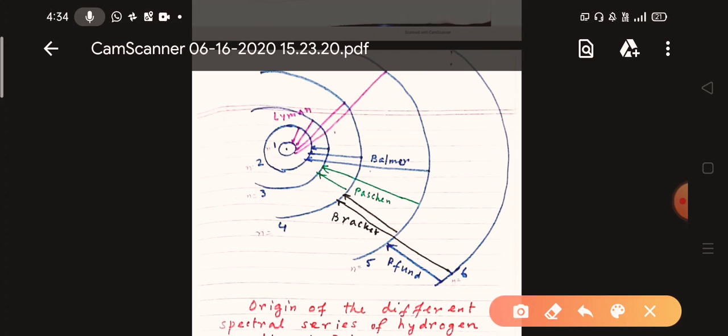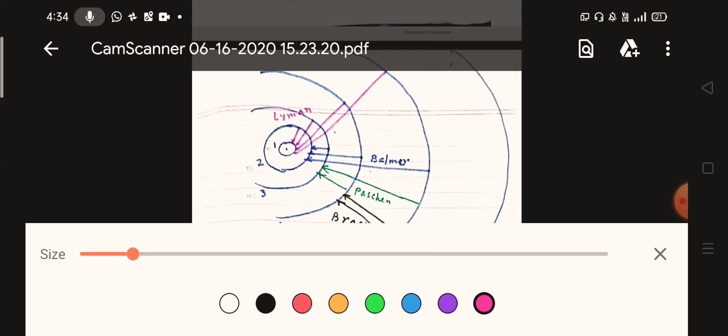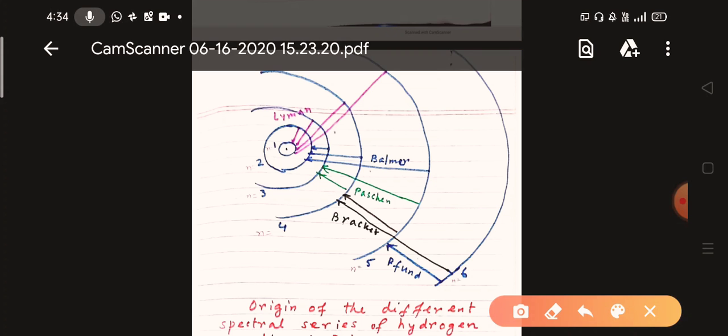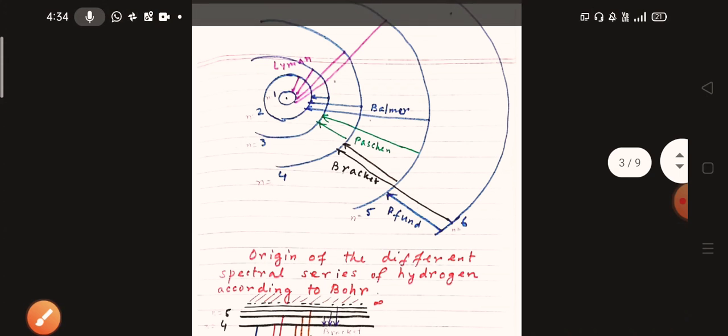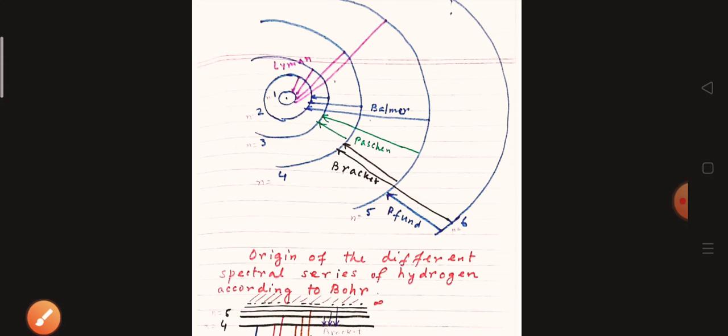This small point is the nucleus, and these are n equals 1, n equals 2, n equals 3, n equals 4, n equals 5, the different radii, different orbits. So Lyman series means from n equals 2, 3, 4, 5 or higher levels, the electrons are coming back to one level, that is the first energy level.